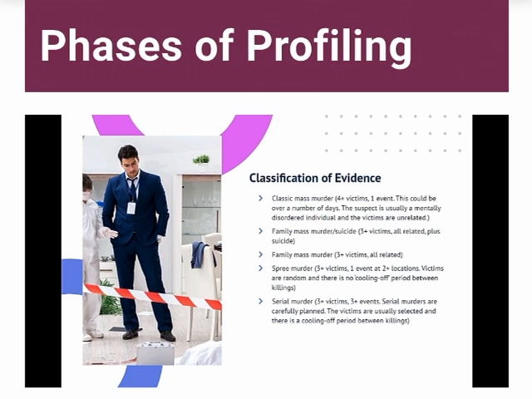Spree murder, 3+ victims, 1 event at 2+ locations. Victims are random and there is no cooling off period between killings. Serial murder, 3+ victims, 3+ events. Serial murders are carefully planned. The victims are usually selected, and there is a cooling off period between killings.